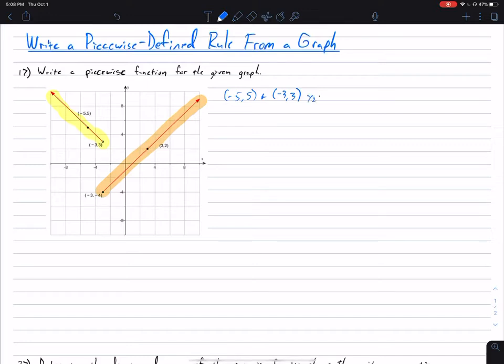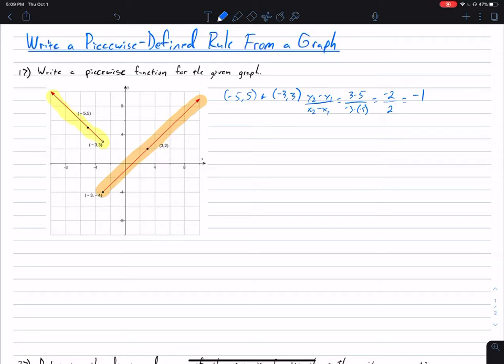So we want to do y2 minus y1 over x2 minus x1. That's going to be 3 minus 5 over negative 3 minus negative 5. Now you might be able to count, but we're going to do the algebraic way. So I get negative 2 over negative 3 plus 5, which is a positive 2. That means my slope is negative 1, which makes sense, because it does seem to be going down about 1.